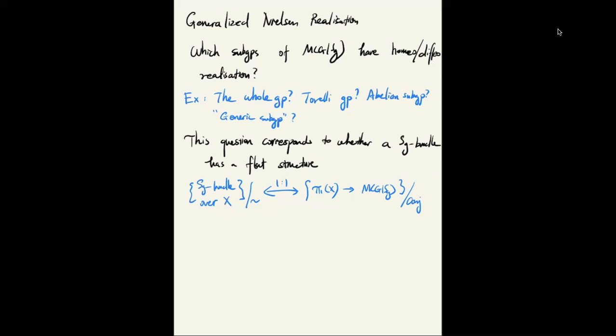Another correspondence is for flat S_g bundles. If you have a flat S_g bundle over X, up to isomorphism, this set is in one-to-one correspondence with homomorphisms from pi one of M into the diffeomorphism group of S_g, up to conjugation.